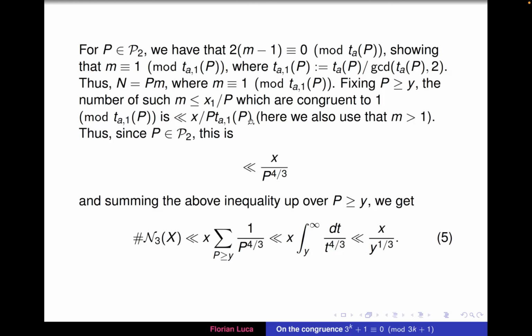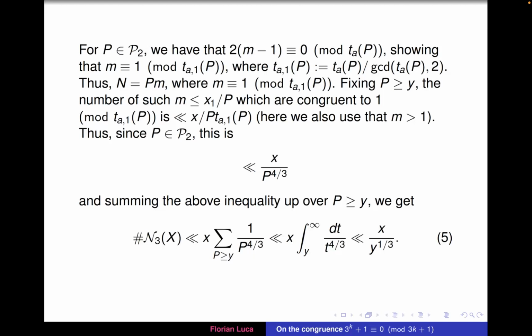And now this order is at least p to the 1/3. So this puts the amount of m's. Their counting function is at most x divided by capital P to the 4/3. And now you sum this one up. When you sum this one up, you can forget about p being prime. You're just summing up the series 1 over n to the 4/3, but you don't sum all of it.